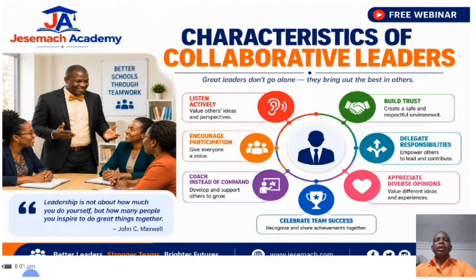Then the third point is encourage participation. You have to give everyone a voice. Make sure that even the cleaner in your organization is recognized. The security men must be recognized. They are human beings. They might not be academically sound as you are, but they are human beings. They also have their own role.